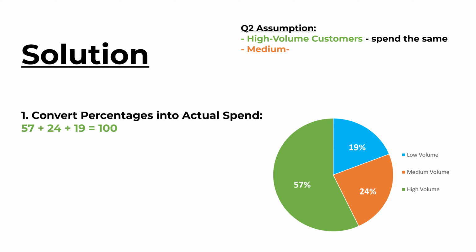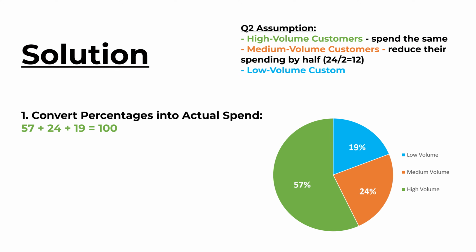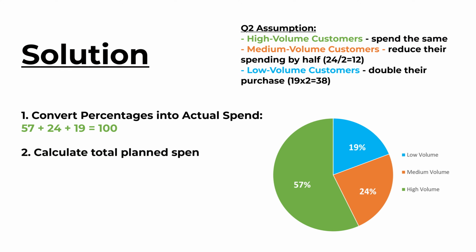57 for high-volume customers will remain the same, but we know that the medium-volume customers will spend half, and half of 24 is 12. And then we know that the low-volume customers are planning to double their spending, which would be equal 19 multiplied by 2 as 38. So the new equation will be 57 plus 12 plus 38, which would be equal 107.